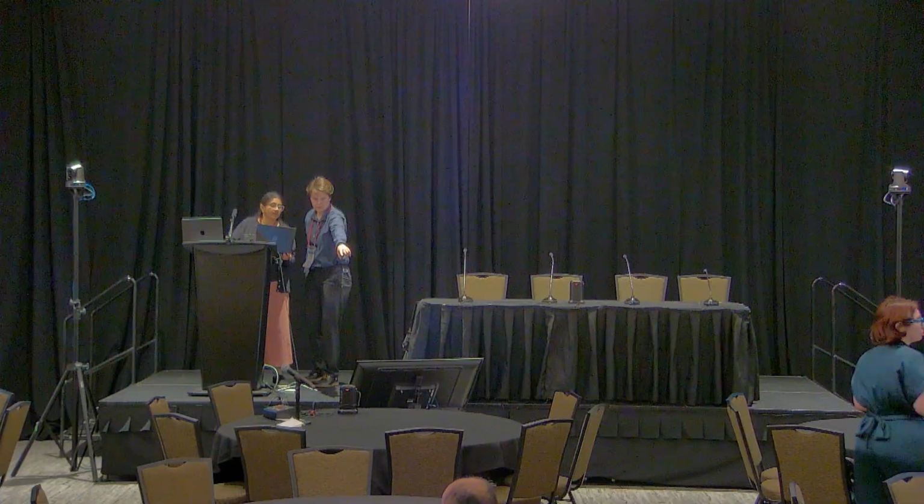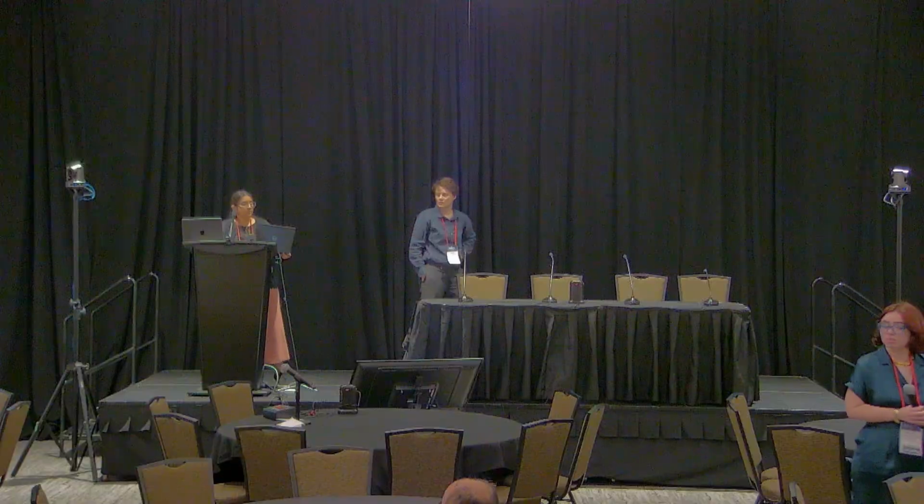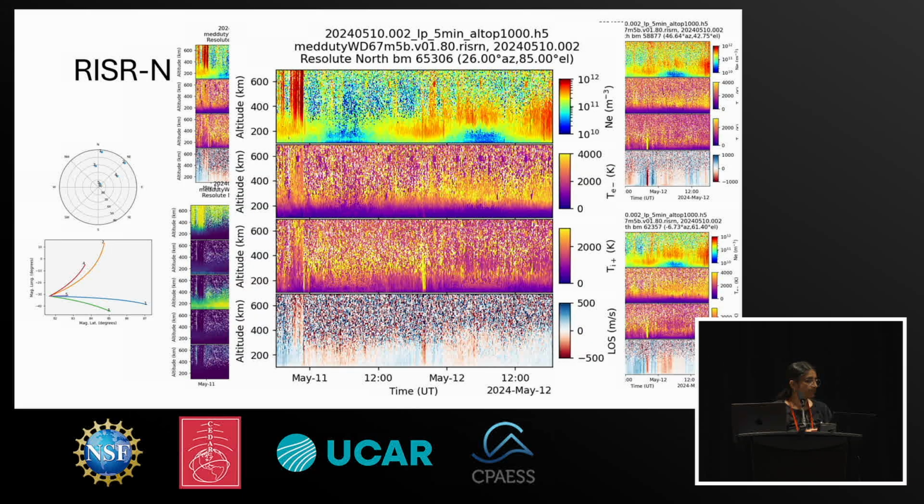What it sees. Yeah. So I just wanted to show what RISR saw during the event that Shenrong was showing. This starts from the beginning of the storm, May 10th, at around 18 something UT. And then we see something that we don't know what it is, followed by this hole in the density.